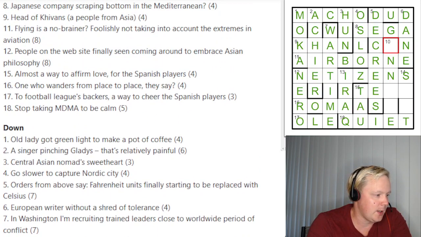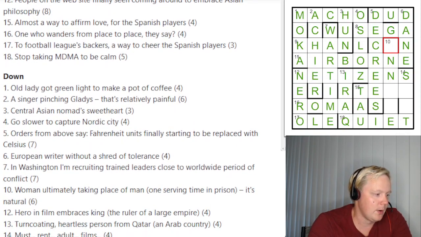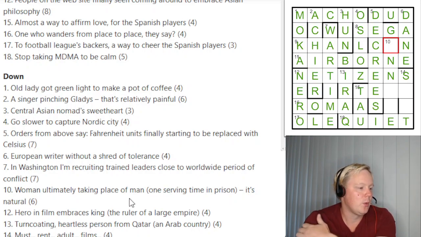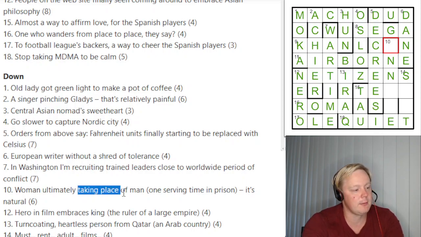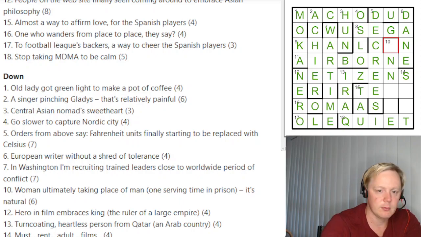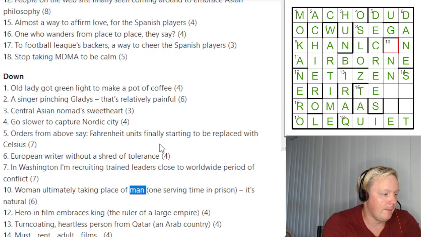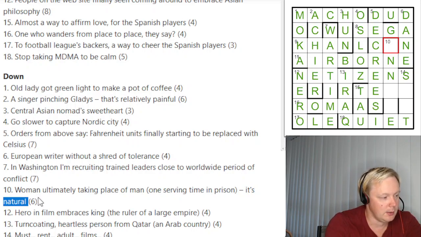So what about 10 down? Woman ultimately taking place of man, one serving time in prison, it's natural. Well, woman ultimately, like finally, can be the final letter of this, but it also can be the final letter of this. But here we have taken place of. Okay, sorry, I just moved my camera. So woman ultimately N taking the place of another letter M, and the one letter abbreviation for man is M. So N taking place of M in a word meaning one serving time in prison. And that gives us a word meaning natural.